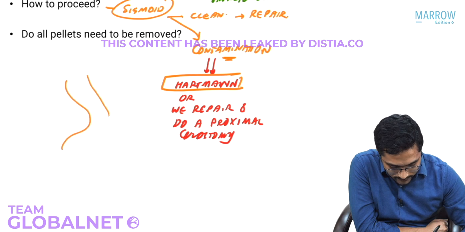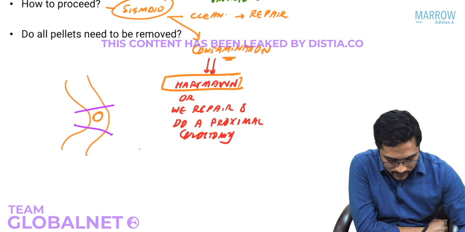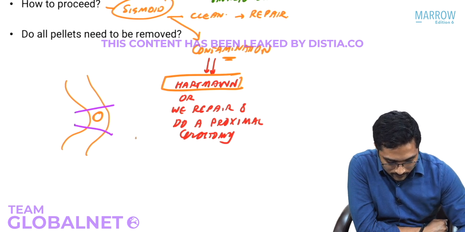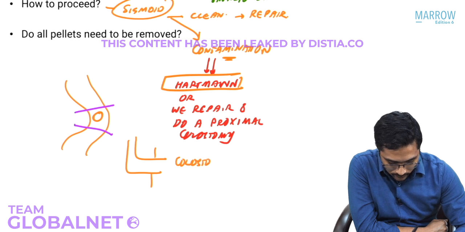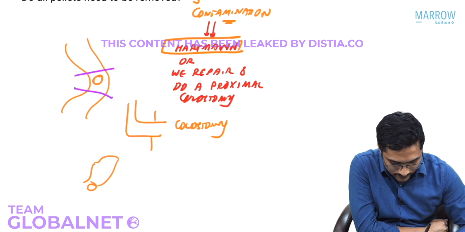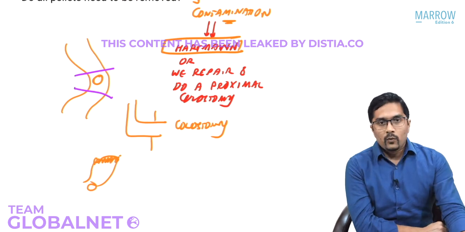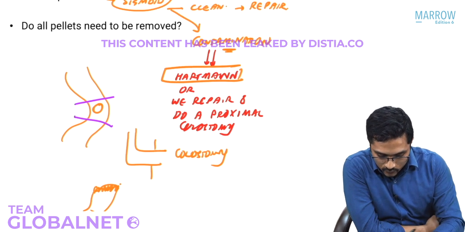You know, if this is the sigmoid colon and this is the perforation, Hartmann's is when you cut here, you take out the proximal end as a colostomy. And you close the distal end and you keep it inside. Once the patient recovers, you can anastomose the 2 ends.